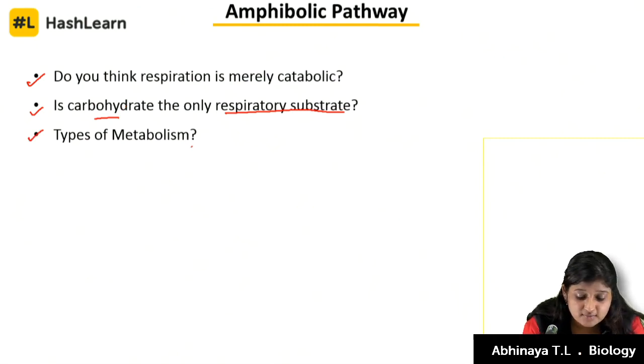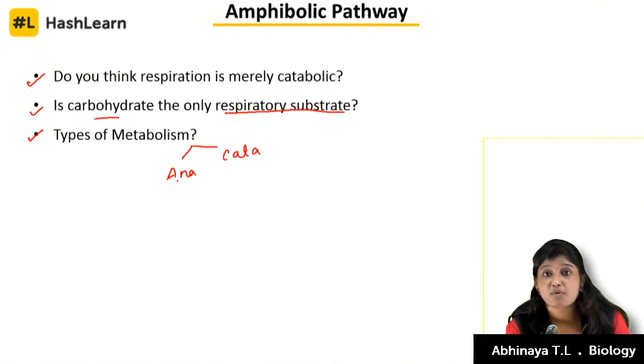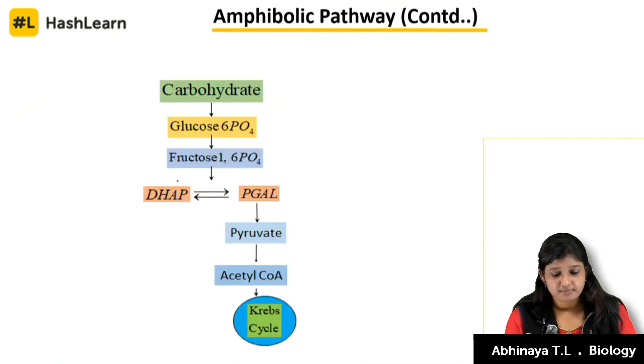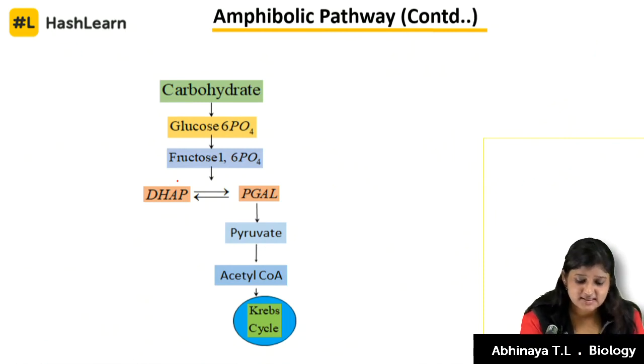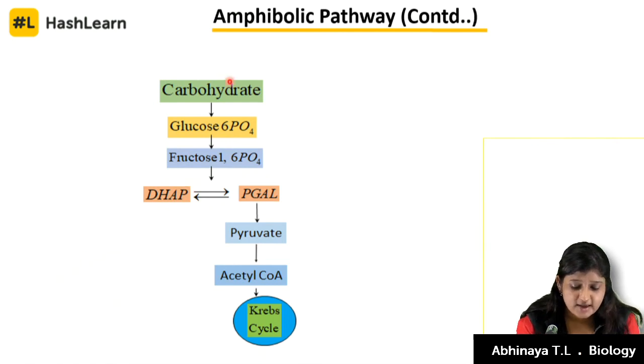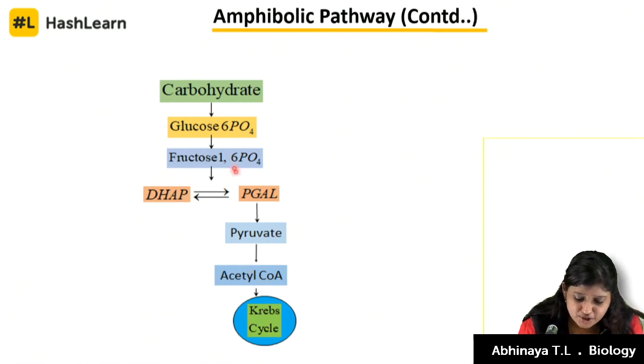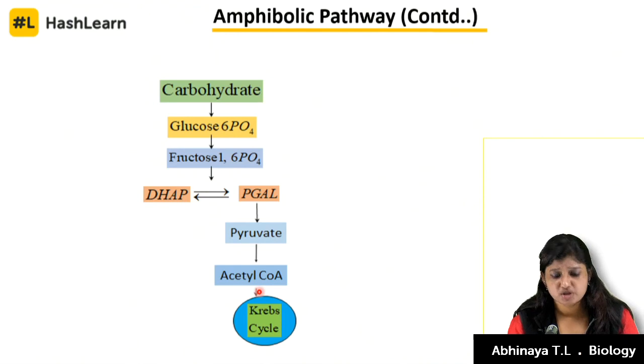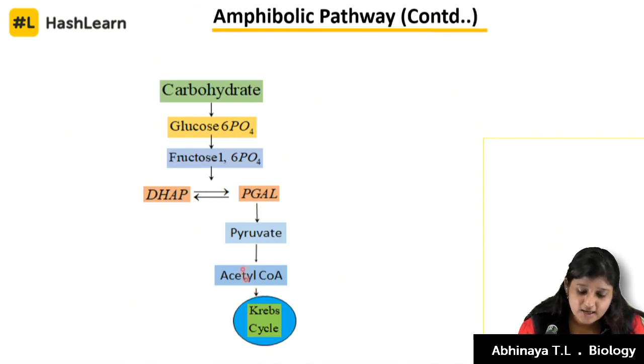Types of metabolism, we studied 2 types, anabolic and catabolic. I am not going to write their definition. Catabolic is breaking down, anabolic is forming something. Amphibolic pathway, we are going to draw it now. I'll use the laser pointer here. This is the entire route of what a carbohydrate goes through till our Krebs cycle. We have just shortened it. If you see it in a textbook also, this entire scheme is given.